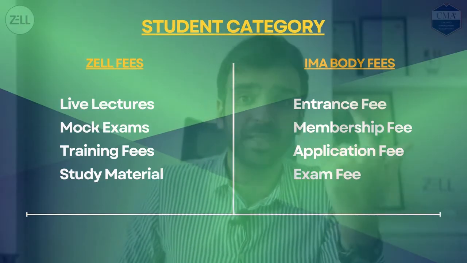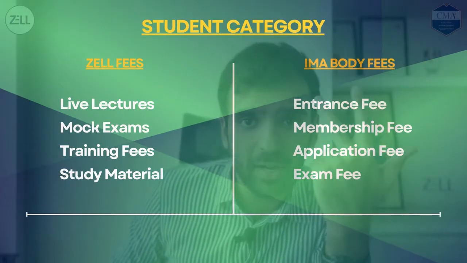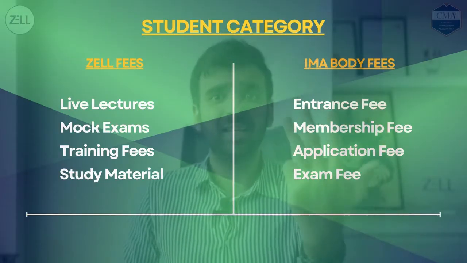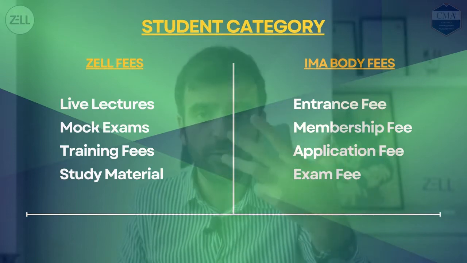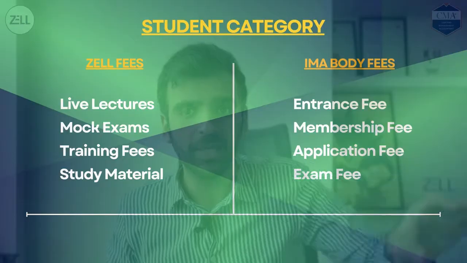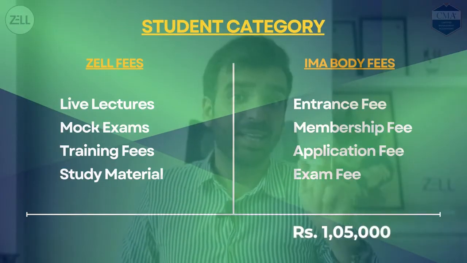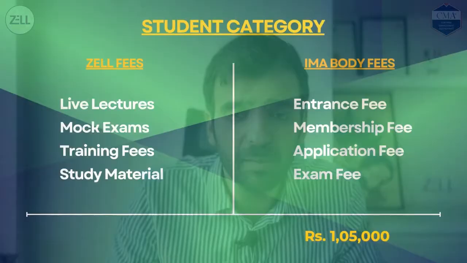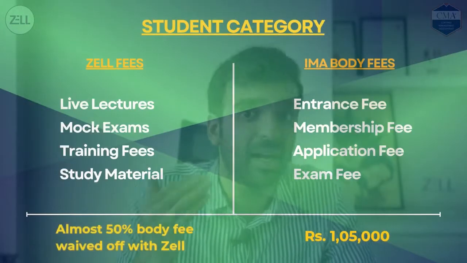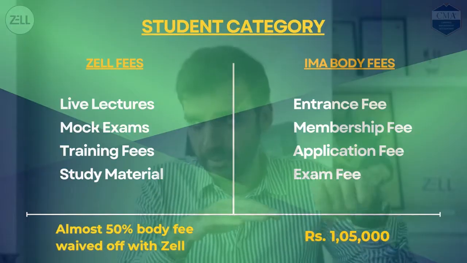You will be paying something called an IMA membership fee, which is recurring, and you will be paying something called an application fee. And finally, of course, the exam fees. These 4 components make up the fee structure that you pay the IMA body, which is on an average 1,20,000 for a student. We at Zell have certain relations with the IMA body, and we are able to help students discount it to almost half. So for our students, that fee is quite different.